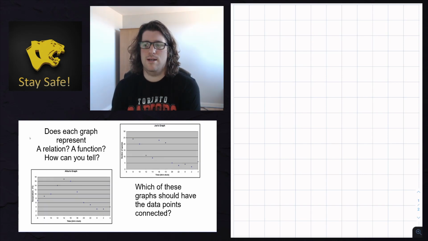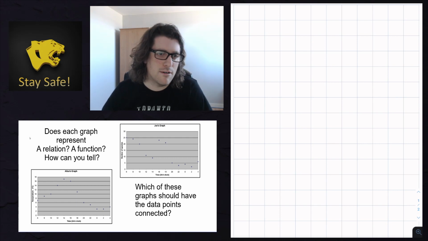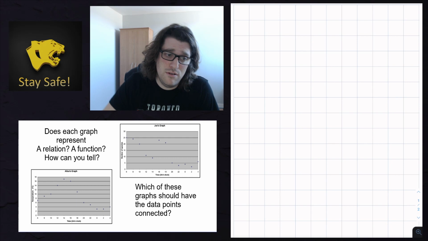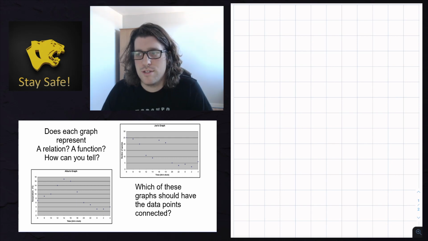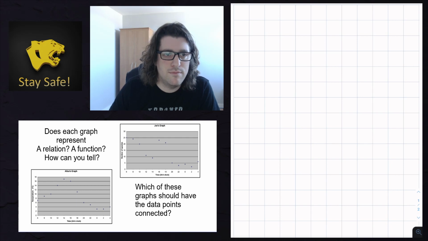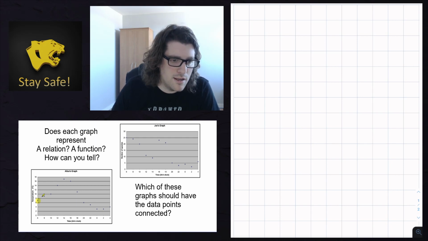So first of all, I have a couple of graphs here, and it says, does each graph represent a relation, a function? How can you tell? Even though the dots are a little small on both of these, I can pull up a highlighter and go along through it. So there's a dot here and here and here and here, and I'll just keep clicking the rest of them.